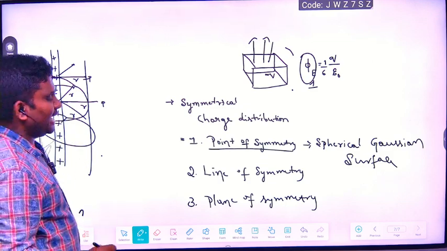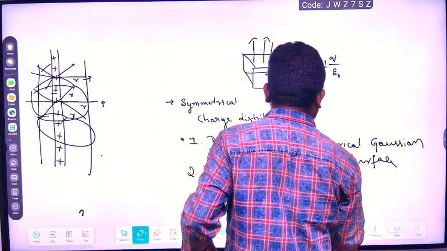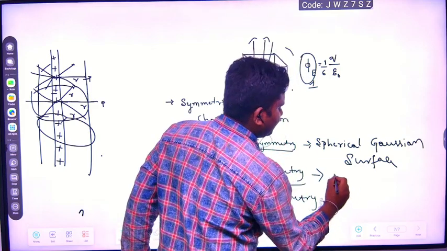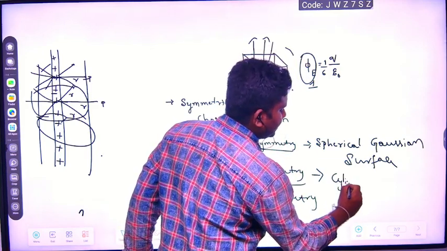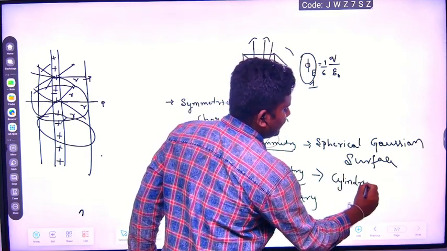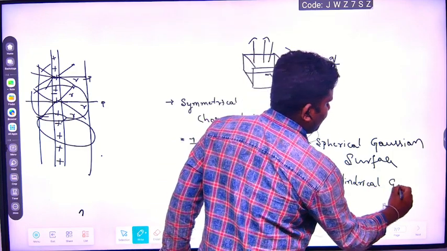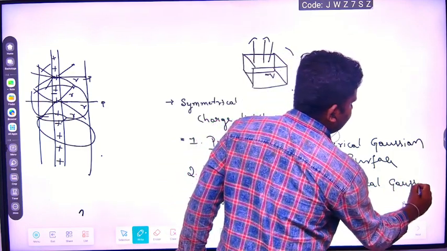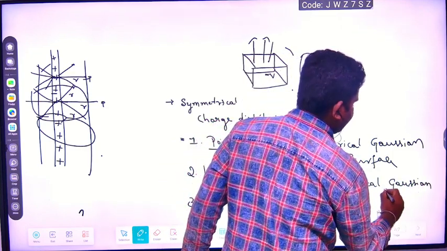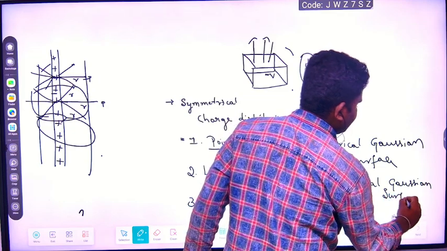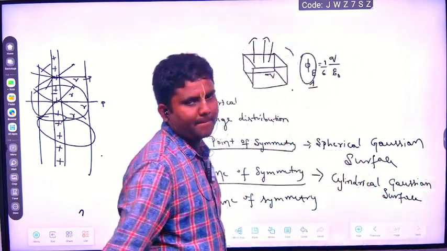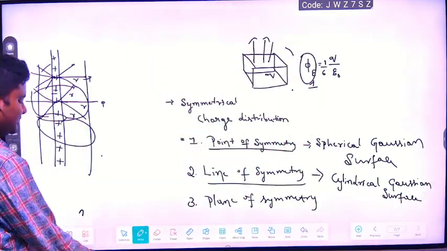That's why a line of symmetry is a cylindrical Gaussian surface. Okay. So what is the cylindrical Gaussian surface?